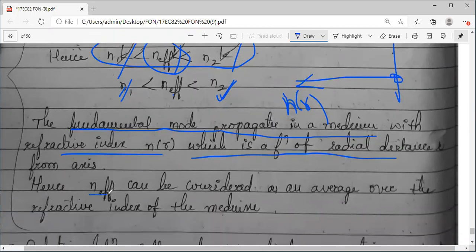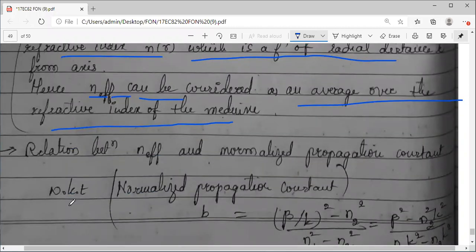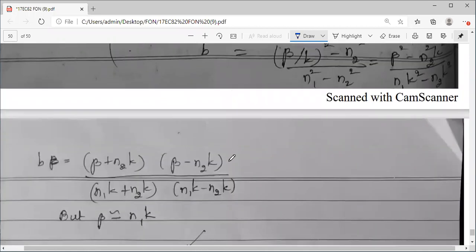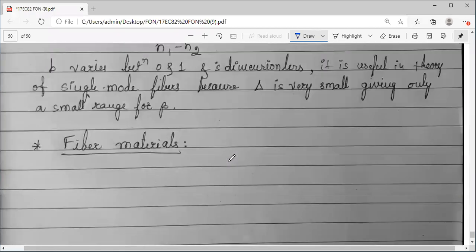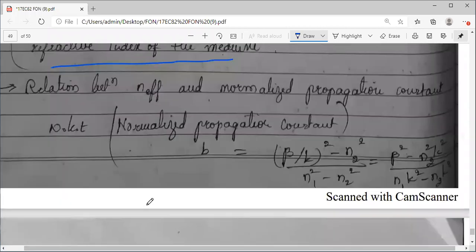Because of this, we can term the effective refractive index as an average of the refractive index of the medium. If your refractive indices are n1 and n2, and you take their average, that will be your effective refractive index. Probably this may not be exactly so, but as a note you can take this. Anyway, I'm sharing this slide with you, so you can go through it. With this, we completed today cutoff wavelength, mode field diameter, and spot size. The third one is effective refractive index.